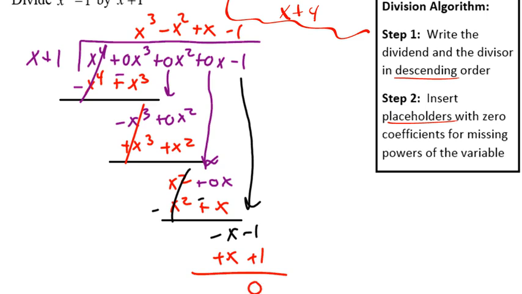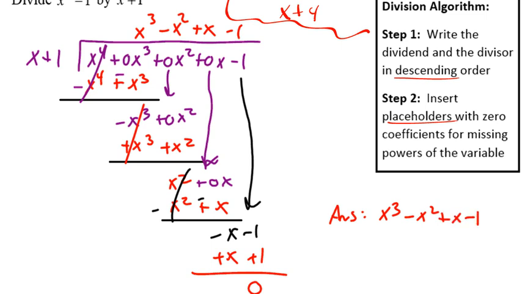Cool beans. So this is our dividend. This is our divisor. This is our quotient. And this is our remainder. So our answer is our quotient: x cubed minus x squared plus x minus 1.